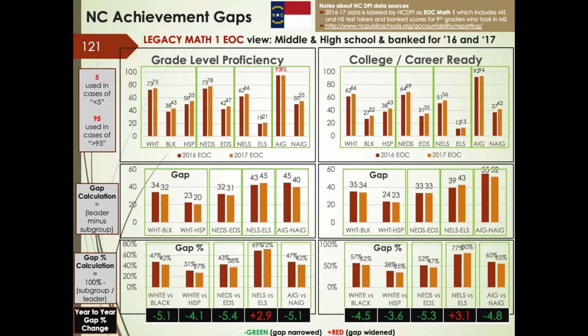larger. So in most cases with the state, the achievement gap is roughly around 4 to 5 improvement in both GLP and CCR, the exception being the English language learners, where it got a little bit wider there. So we want the gaps to be narrowed is what the objective is. We hope to see over time.